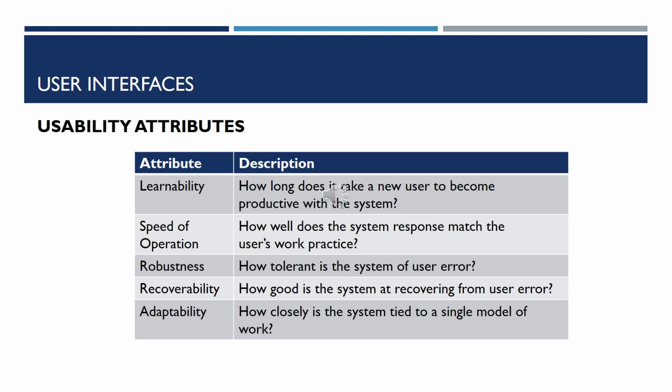Next is adaptability. How closely is the system tied to a single model of work? This means, from a single model of work, is it very familiar to your users? Does it not hinder their old work?